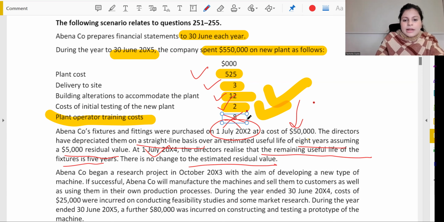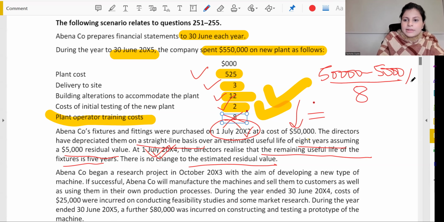Now guys, can you tell me how many years have already passed from 2002 till 2004? How many years have already passed? 2 years have already passed. So what is my depreciation for the 2 years? Cost was 50,000. Residual value was given to us as 5,000. Life of the asset is given to us as 8 years. So what's my depreciation? Multiply this with 2. What's my total depreciation for 2 years? 11,250. 11,250 was my depreciation for 2 years.